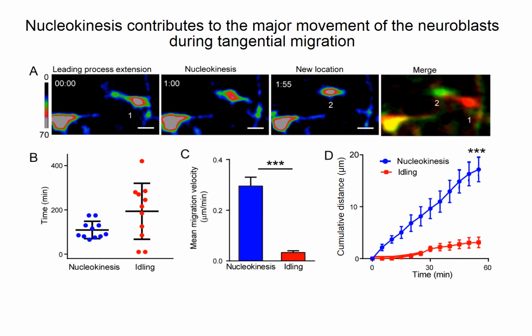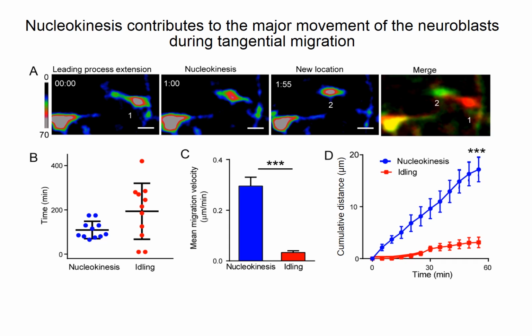And this is also shown by the cumulative distance. If you trace the nucleokinesis phase over 1 hour, the distance the cell moves increases a lot over time, but not much in the idling phase. Together, this data really shows that nucleokinesis represents a highly mobile phase, which really contributes to the major movement of the neuroblasts during tangential migration.